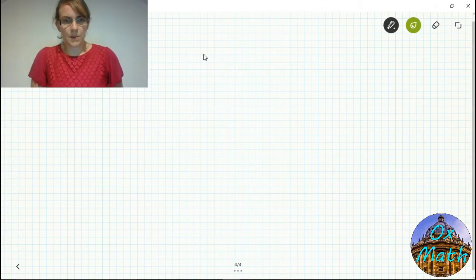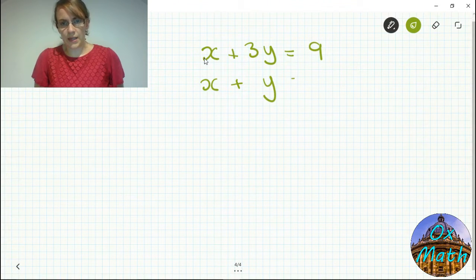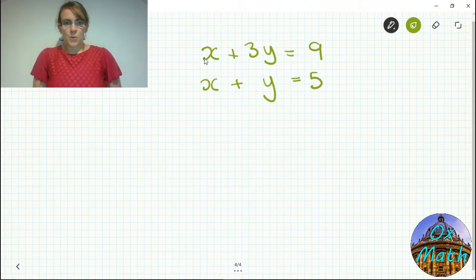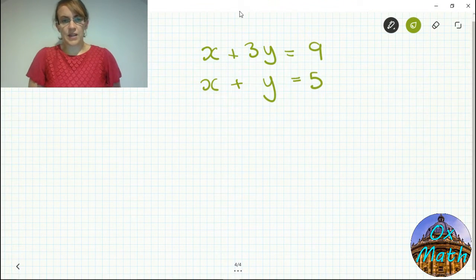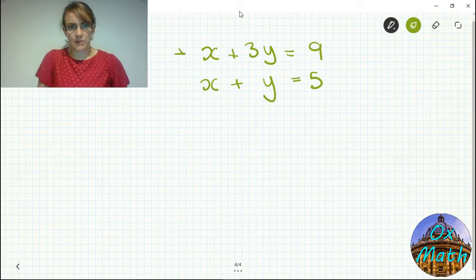Let's have a look at an example then. So if we had the two equations or two relationships, x plus 3y equals 9 and x plus 1y equals 5, we can use these two equations, as they are two different equations, to work out exactly the values of x and y that work for both equations. So if we think about what this top equation means, we've got one lot of x and three lots of whatever y is, added together to give you 9.